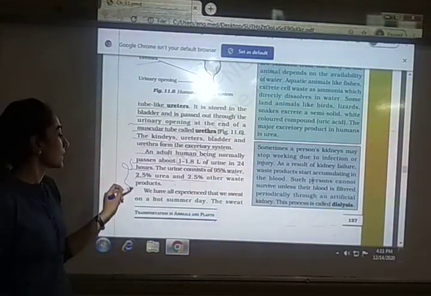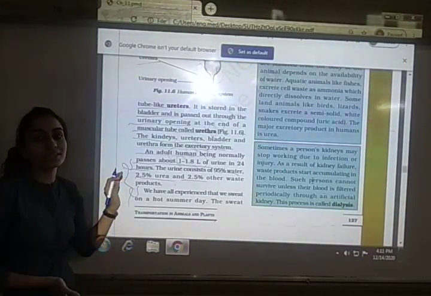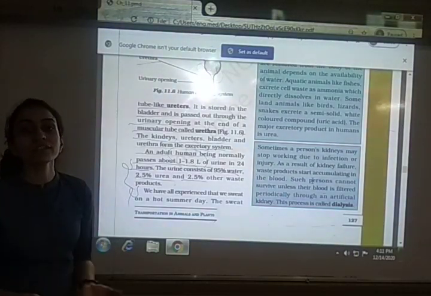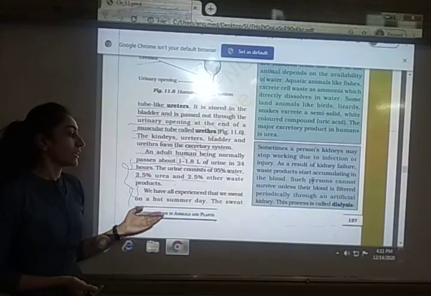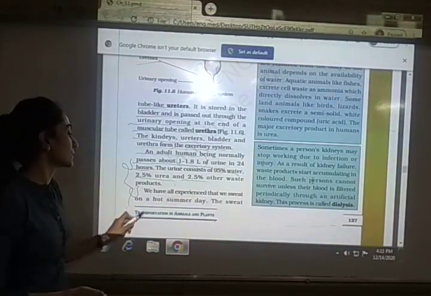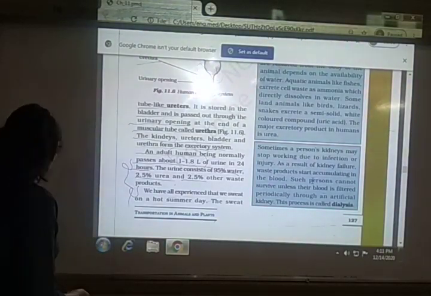Through urine we are removing waste products. Now, some other methods are also there through which we remove waste products from our body. One of them is shown here: we have all experienced that we sweat a lot on hot summer days. We sweat more in the summer days.